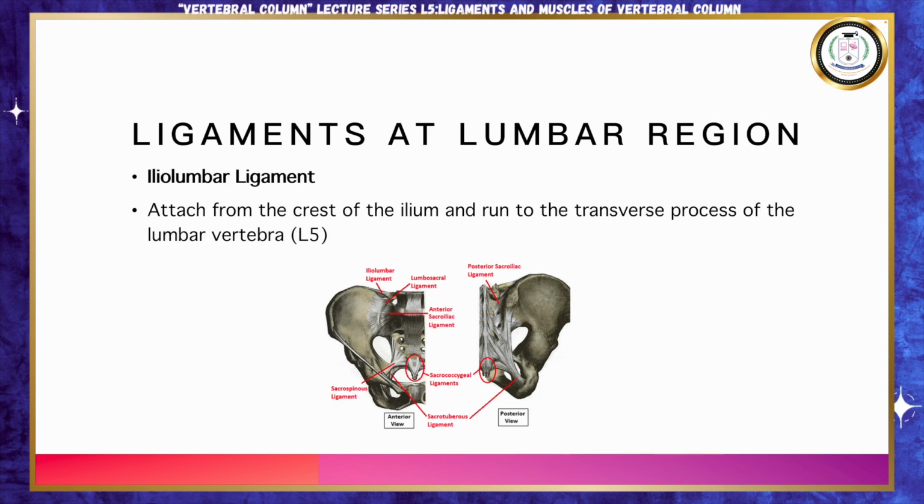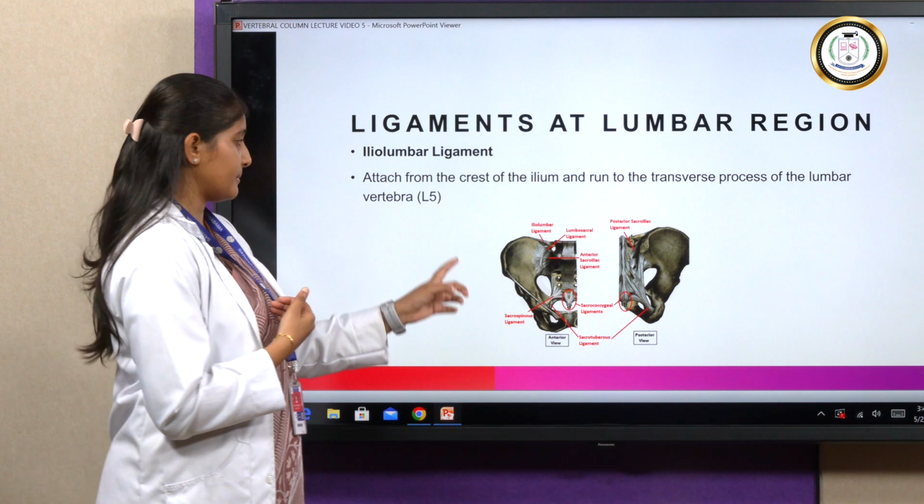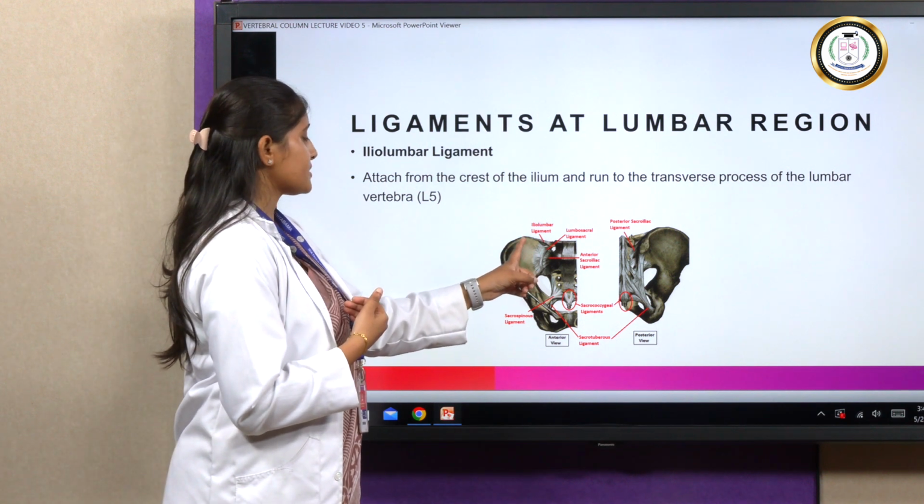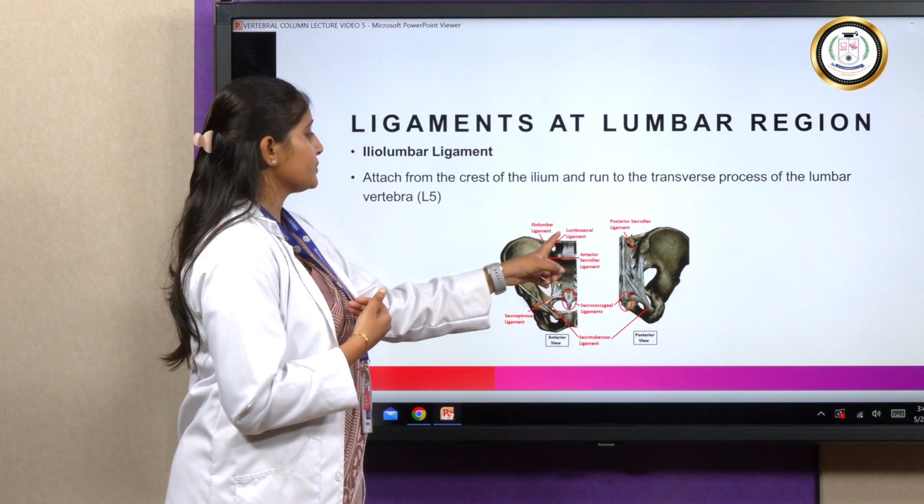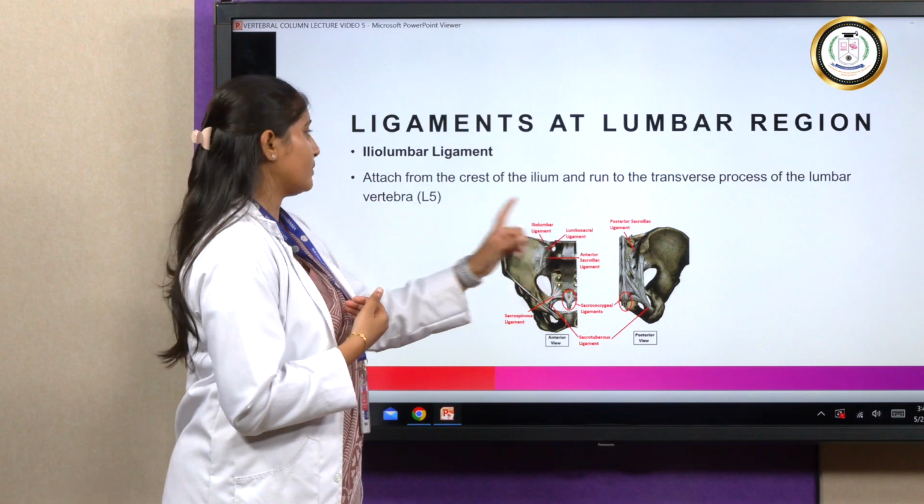Next, we will move on to the ligaments pertaining to the lumbar region. First, we have the iliolumbar ligament, which attaches from the crest of the ilium and runs to the transverse process of the lumbar vertebra, which is the fifth lumbar vertebra. So, this ligament runs from the crest of the ilium to the fifth lumbar vertebra.